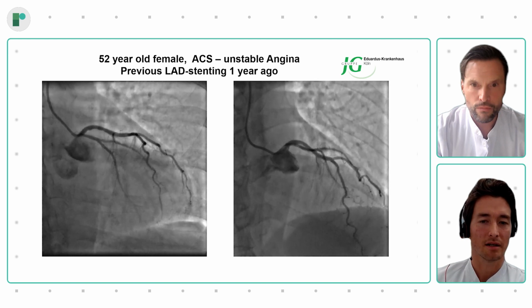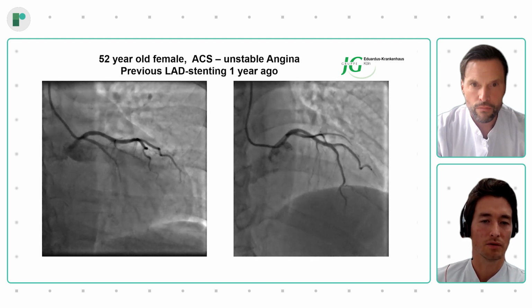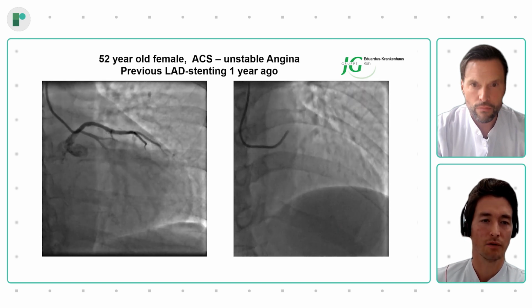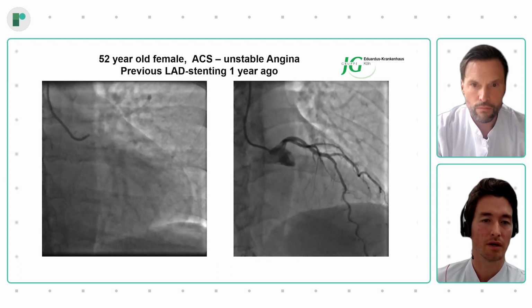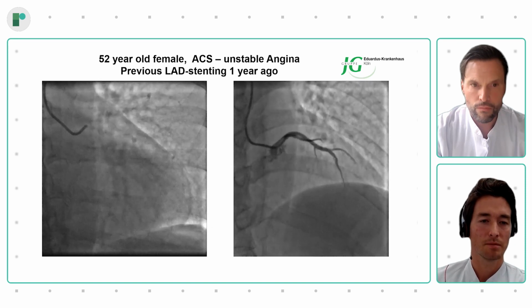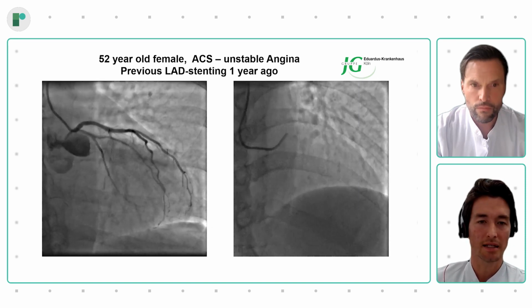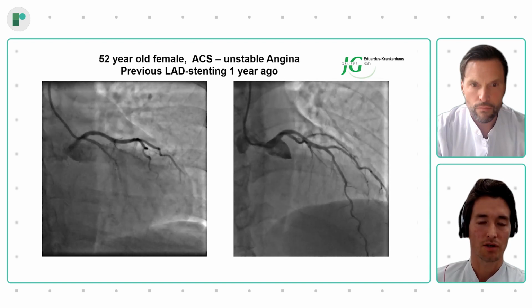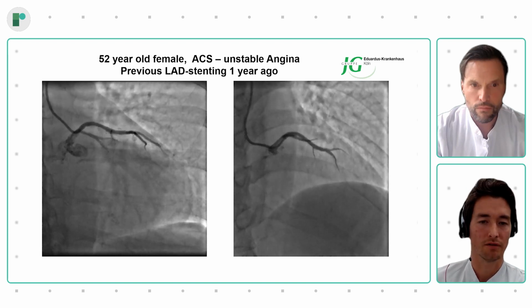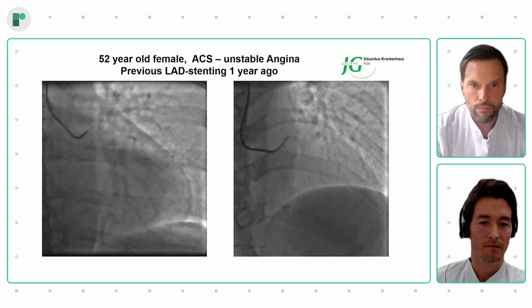This is a very nice case, also showing the use of IVUS. This is a 52-year-old female presenting with acute coronary syndrome. She was previously stented in the LAD 1 year ago. The echocardiography showed no pathological findings.